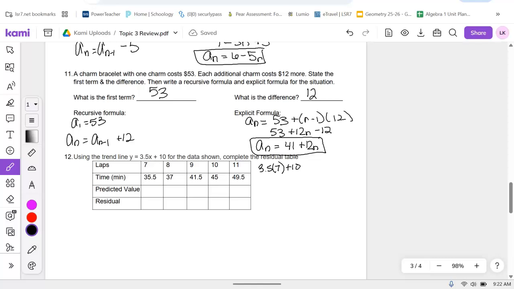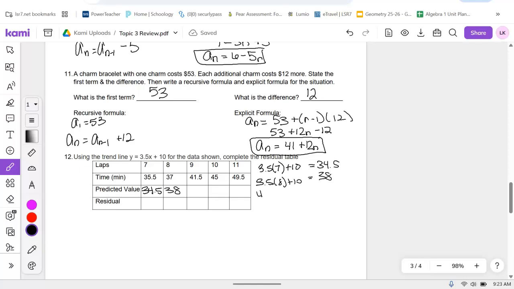Well, we have 3.5 times 7 is 24.5 plus 10 is 34.5. So that would be here. Then we're going to do 3.5 times 8 plus 10. 3.5 times 8 is 28 plus 10 is 38.